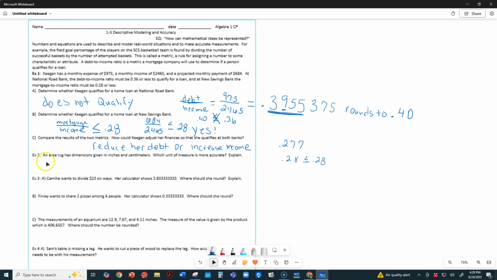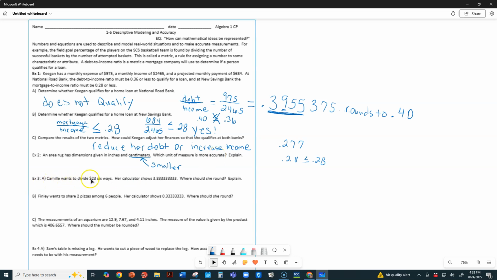This one says the dimensions of the rug are given in inches and centimeters. Which unit of measurement is more accurate? Centimeters is more accurate because it's smaller. The smaller unit of measurement is always more accurate because it's smaller. A centimeter is smaller than an inch. So the smaller unit of measurement is always more accurate.